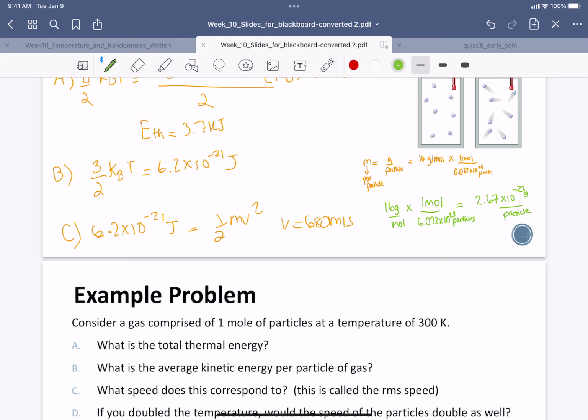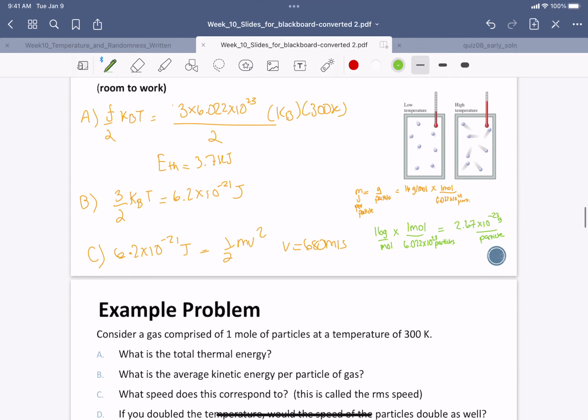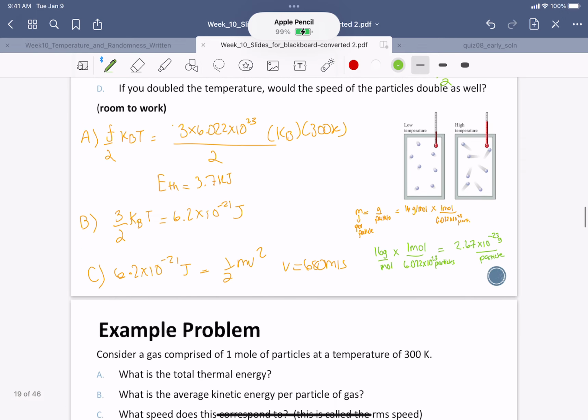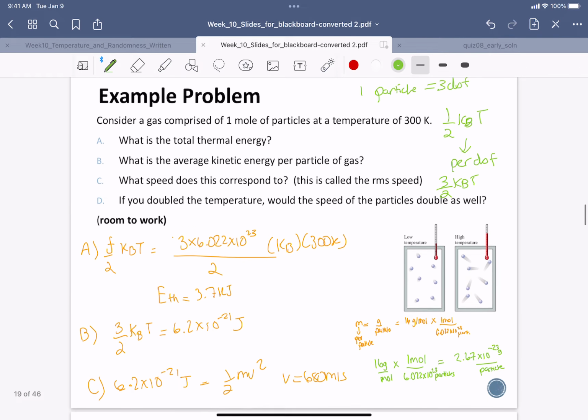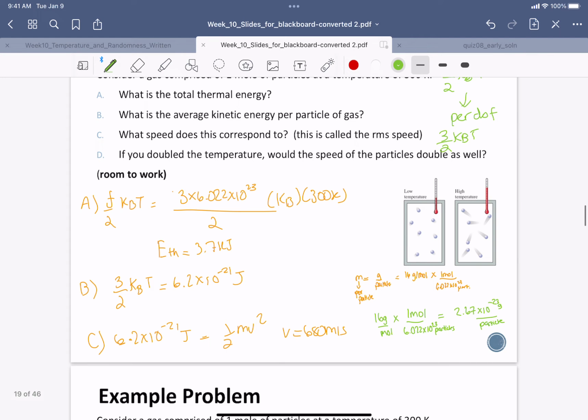I don't know why I'm getting a different answer. Maybe I messed this up when I was writing it. Yeah, I got 21.55, so maybe I just wrote this wrong. I got 21.6, I believe. So maybe I just wrote this down wrong when I was taking my notes. But it should be grams per particle, and then you plug that into the equation.